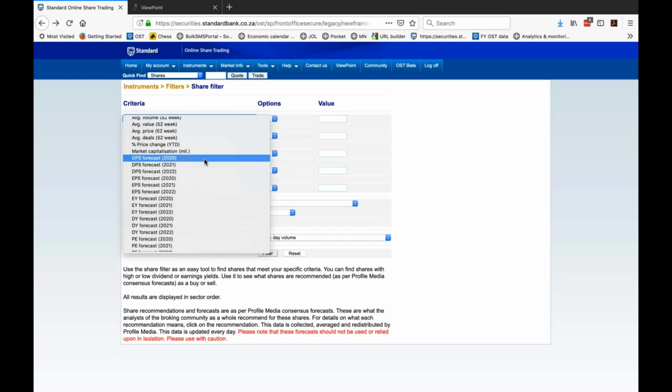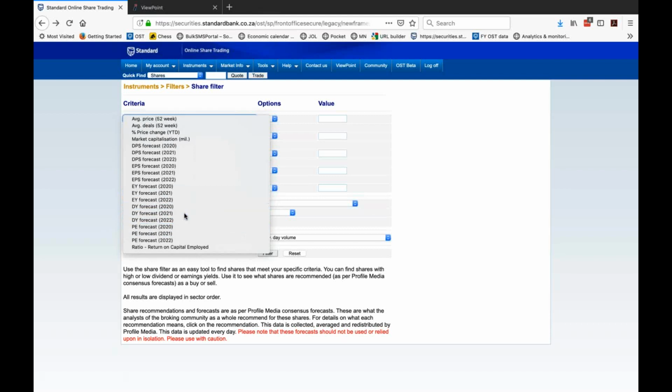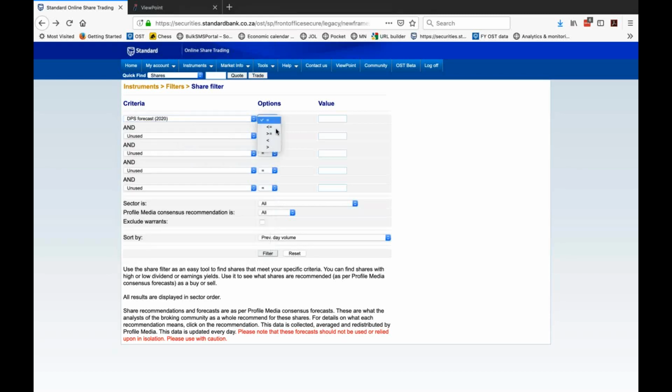Earnings per share, and note earnings per share forecast, not headline earnings per share. We've got earnings yield, which is again the inverse of PE. We've got dividend yield forecast, and we've got PE forecast. The trick with the forecasts is we saw that there's a fair number of stocks that Profile Media does cover, but how far out do they cover it? So let's say we want dividend per share forecast greater than 1 cent. In other words, companies that are expected to pay a dividend in the 2020 financial year, and we filter on that.